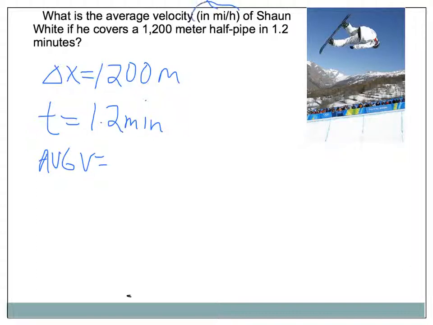Now, probably what we should do here is go ahead and take our given values and convert them to miles and hours. It'd probably be a lot easier. You could go ahead and solve for the answer in meters per minute and then convert that to miles per hour, but it really doesn't make a difference how you do it. Either way is acceptable.